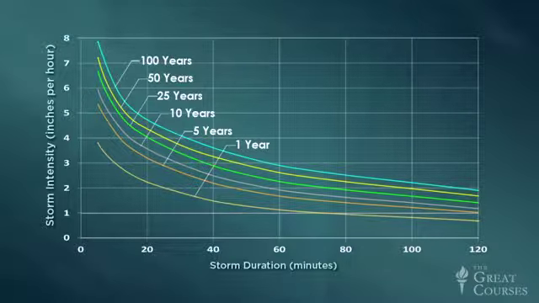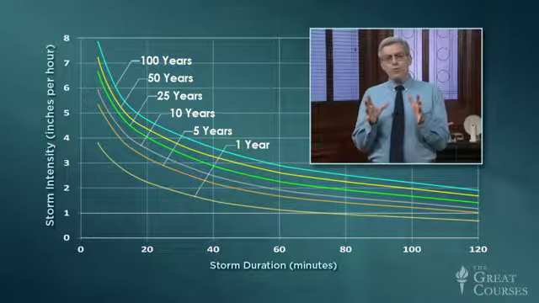Here are the IDF curves for the location of our project site. You can download these data for your own region from the NOAA website. Note that each plot shows the relationship between storm intensity, measured in inches of rainfall per hour, and storm duration in minutes for a representative storm with a particular recurrence interval: 100 years, 50 years, 25 years, and so on.